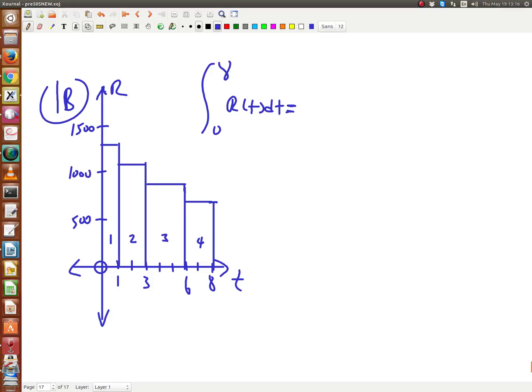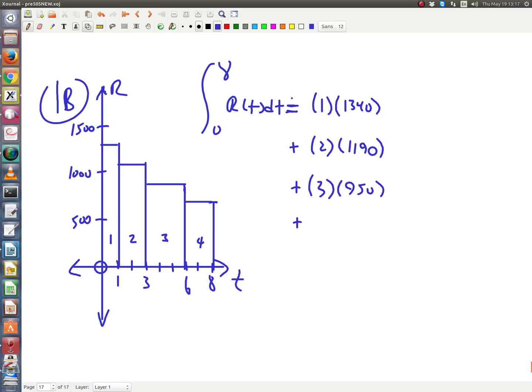We're approximating this with the first rectangle's delta x, or base, is 1, and its height is 1340, plus the next delta x from 1 to 3 is 2. That's the base of the rectangle. The height was 1190, plus the next delta x from 3 to 6 is 3, times the height at R of 3 is 950. And again, this is just an estimate. And from 6 to 8, delta x is 2 and R of 6 was 740.